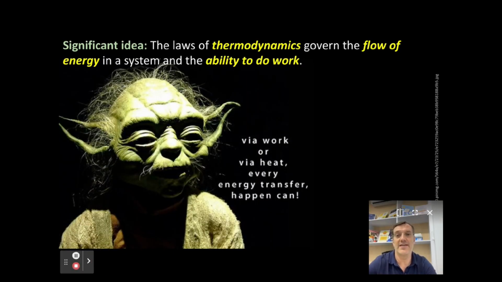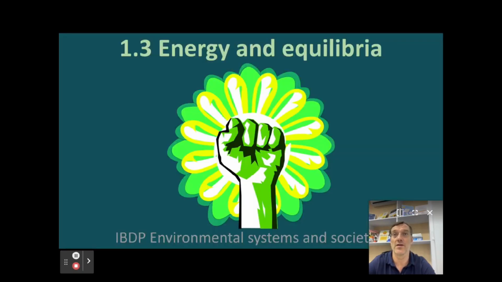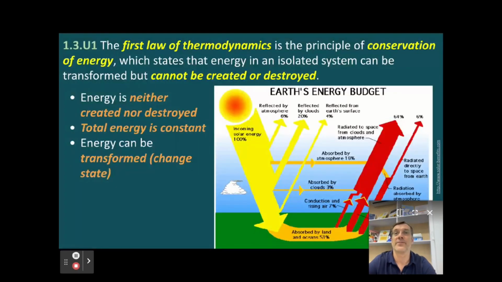One of the big ideas in this topic is that the laws of thermodynamics govern how energy flows through ecosystems and dictate its organisms' ability to do work. First, let's review the laws of thermodynamics, which are the fundamental principles that govern the behavior of energy in ecosystems.